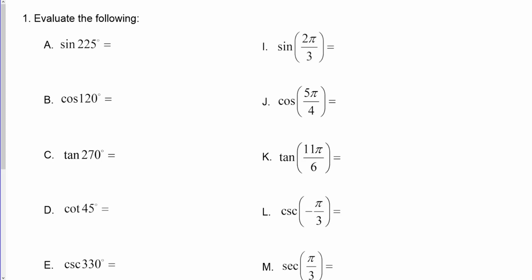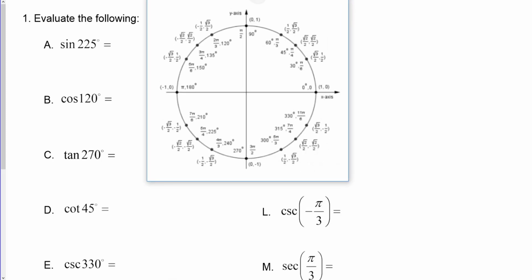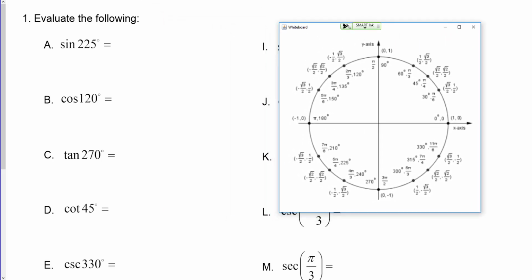Number 1, evaluate the following. Sine of 225 degrees for part A. Well, we just want to get out our unit circle and start answering. So, as I said, once you have your unit circle filled in, these types of questions become relatively straightforward. You just have to look up the solutions. So 225 degrees, sine is the y value. So this is going to be negative square root of 2 over 2.